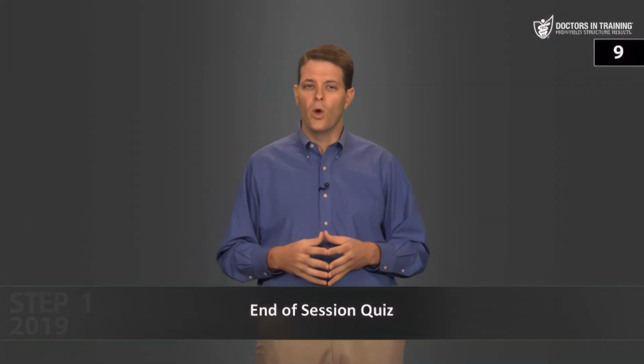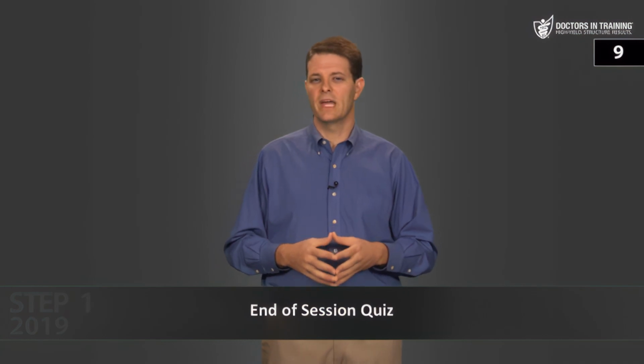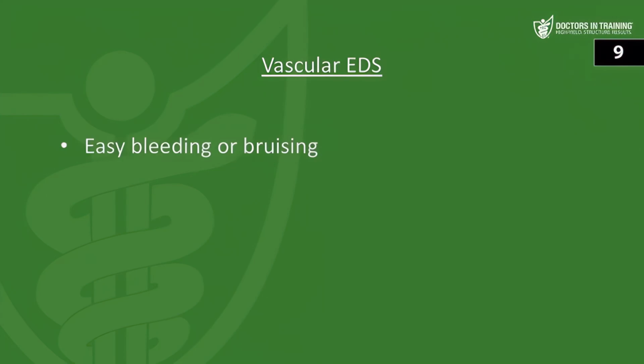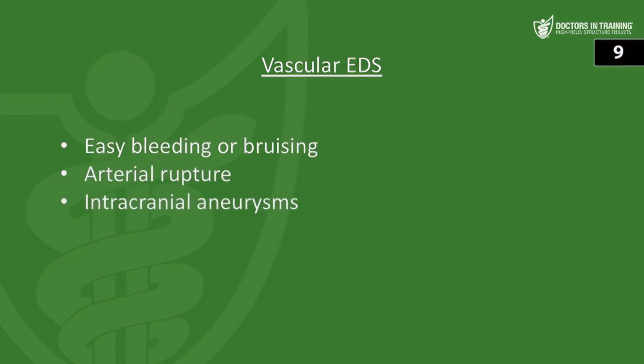All right, first question. What findings are associated with Ehlers-Danlos syndrome? So with classical EDS, you get hyperextensible skin and joint hypermobility. With hypermobility EDS, you get joint hypermobility with basically normal skin. And with vascular EDS, you get easy bleeding or bruising, arterial rupture, and intracranial aneurysms.